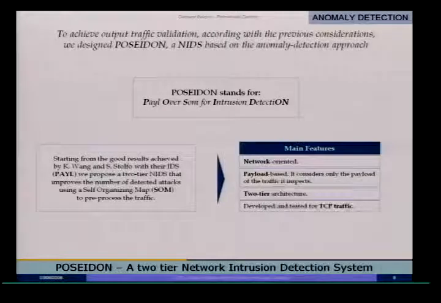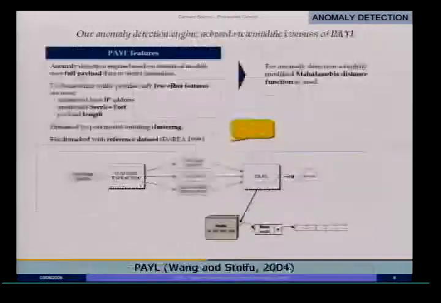We started from the PAYL algorithm to improve it, and we built Poseidon, that stands for PAYL over SOM for intrusion detection. We actually added another tier before the PAYL algorithm. We built a two-tier architecture for anomaly detection by introducing self-organizing maps. And we found out that this approach increased the ability to find anomalies of PAYL.